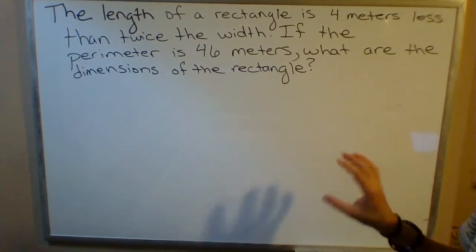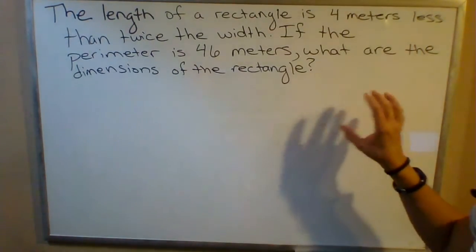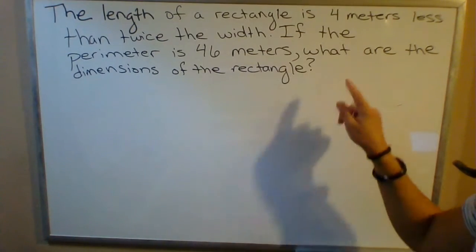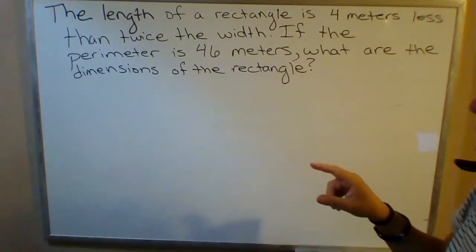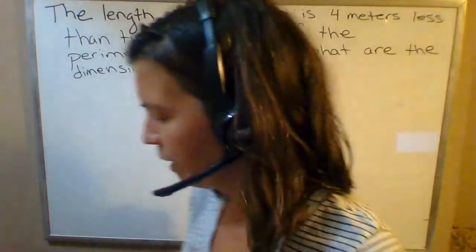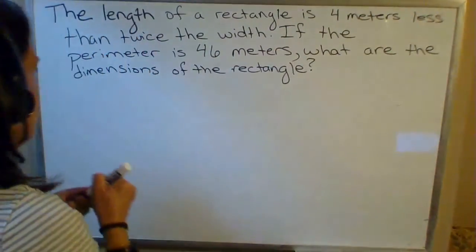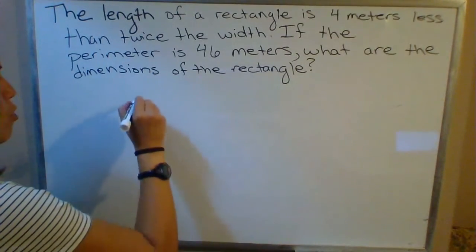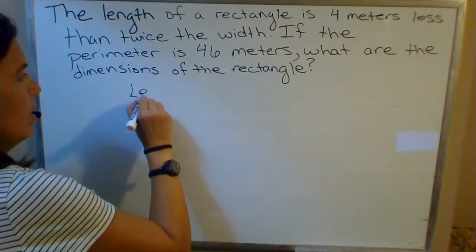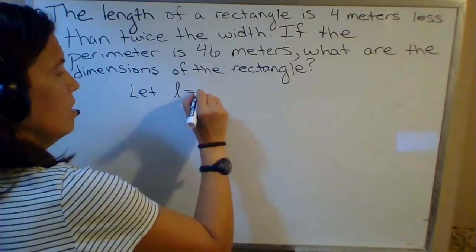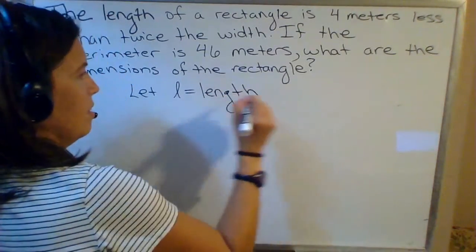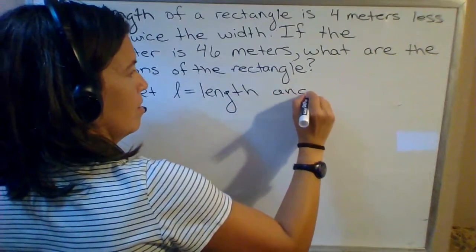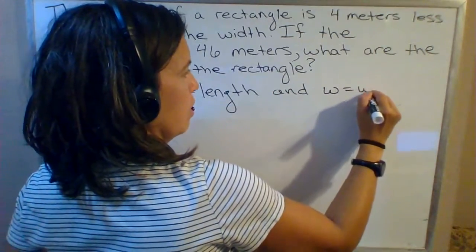Okay, so first thing is always to focus on what's being asked. What quantity are we being asked to find? In this case, the dimensions of the rectangle, so we need to find the length and the width of the rectangle. So we could set up some variables for those quantities. We can let L equal the length of the rectangle and let W equal the width.